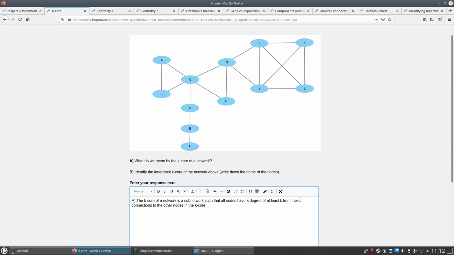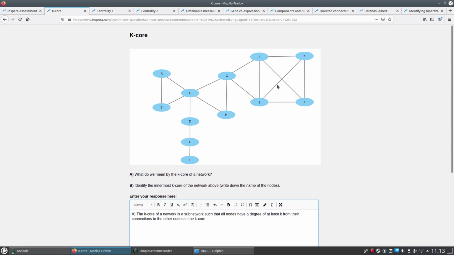The fact that the degree is at least k from the other nodes in the core is the key aspect of it. It's not just all nodes with a degree of at least k. So for instance, if we want to find the 2 core of this network, if we look at node E here, it has a degree of 2, but node F only has a degree of 1, and if we remove F, then E will only have its one connection to D left, and so then E will be removed as well, because now it only has a degree of 1. And that would similarly knock over to D, and then would remove D.